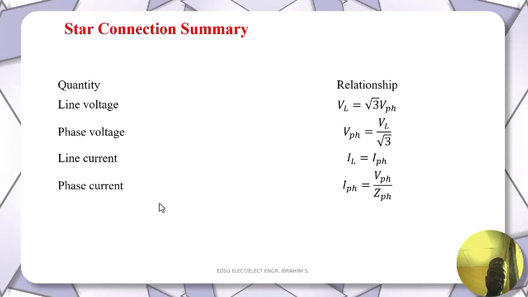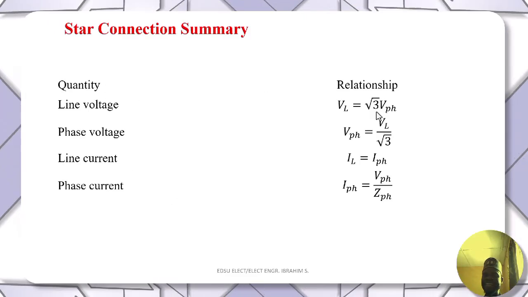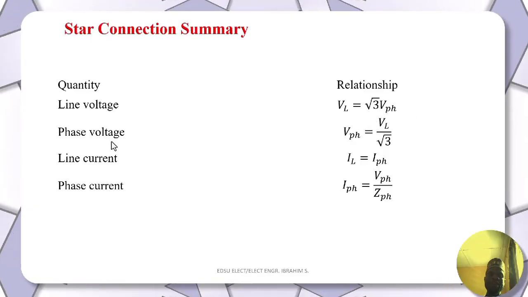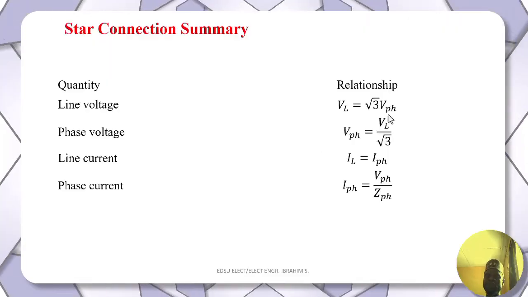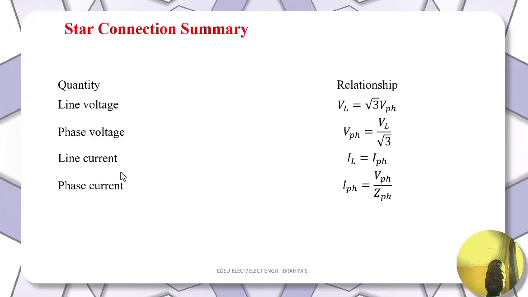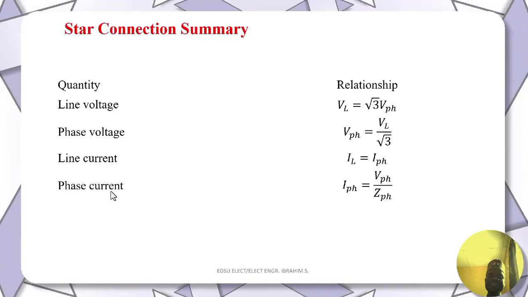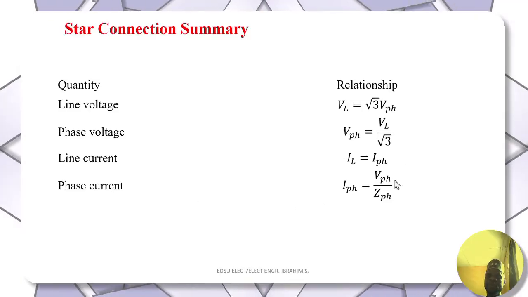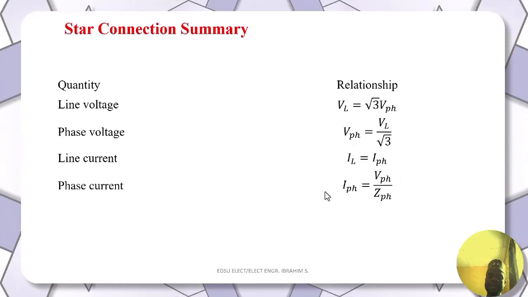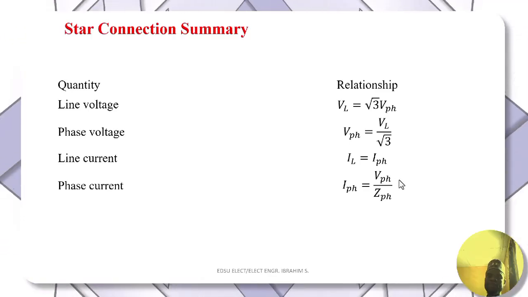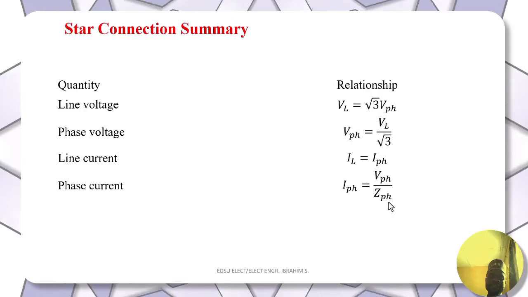Now, the summary of formulas in star connection. My V line is root 3 of the V phase, while my phase voltage is V phase equals my V line divided by root 3. My line current is the same as my phase current. So my phase current, I phase, is my V phase divided by my Z phase. So I said my phase current is my V phase, that is the voltage at the phase, divided by the impedance, the phase impedance.